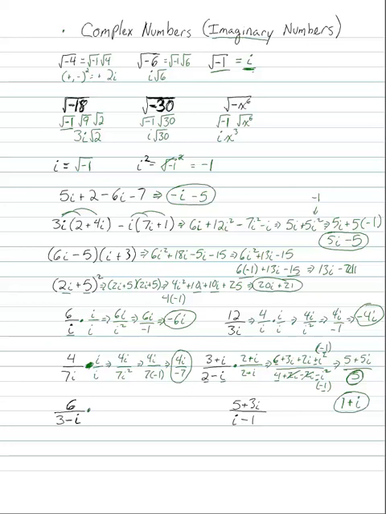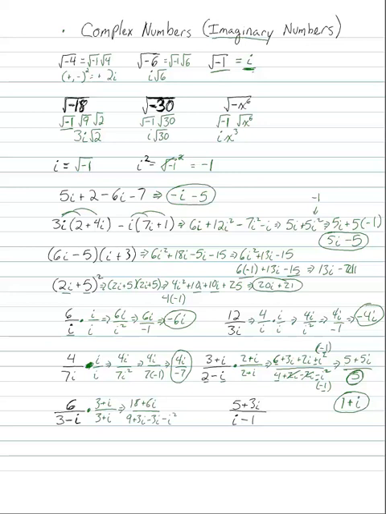Say I got 6 over 3 minus i. Again, it's a binomial on the bottom with the radical. So I'm going to multiply top and bottom by 3 plus i over 3 plus i. On the top, I don't have to FOIL this time. I can just distribute. So 18 plus 6i. On the bottom, I will FOIL. I will get 9 plus 3i minus 3i minus i squared.